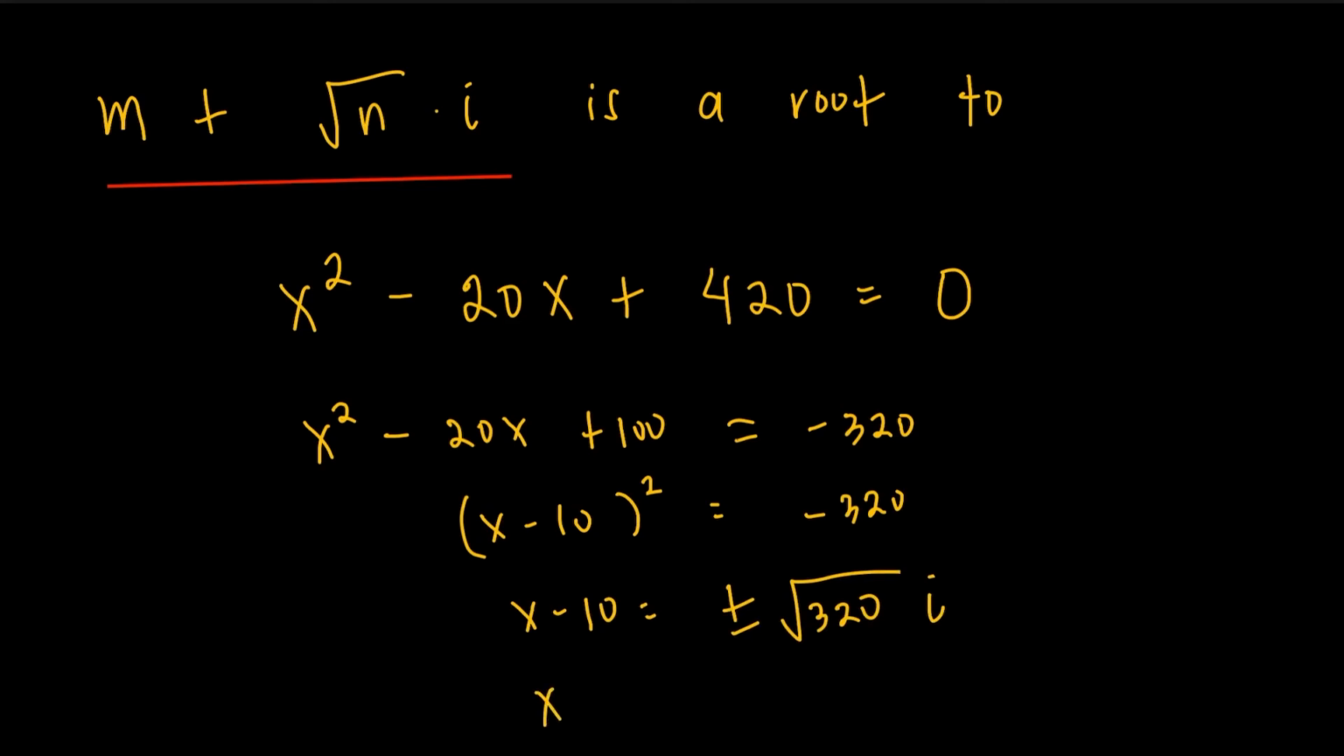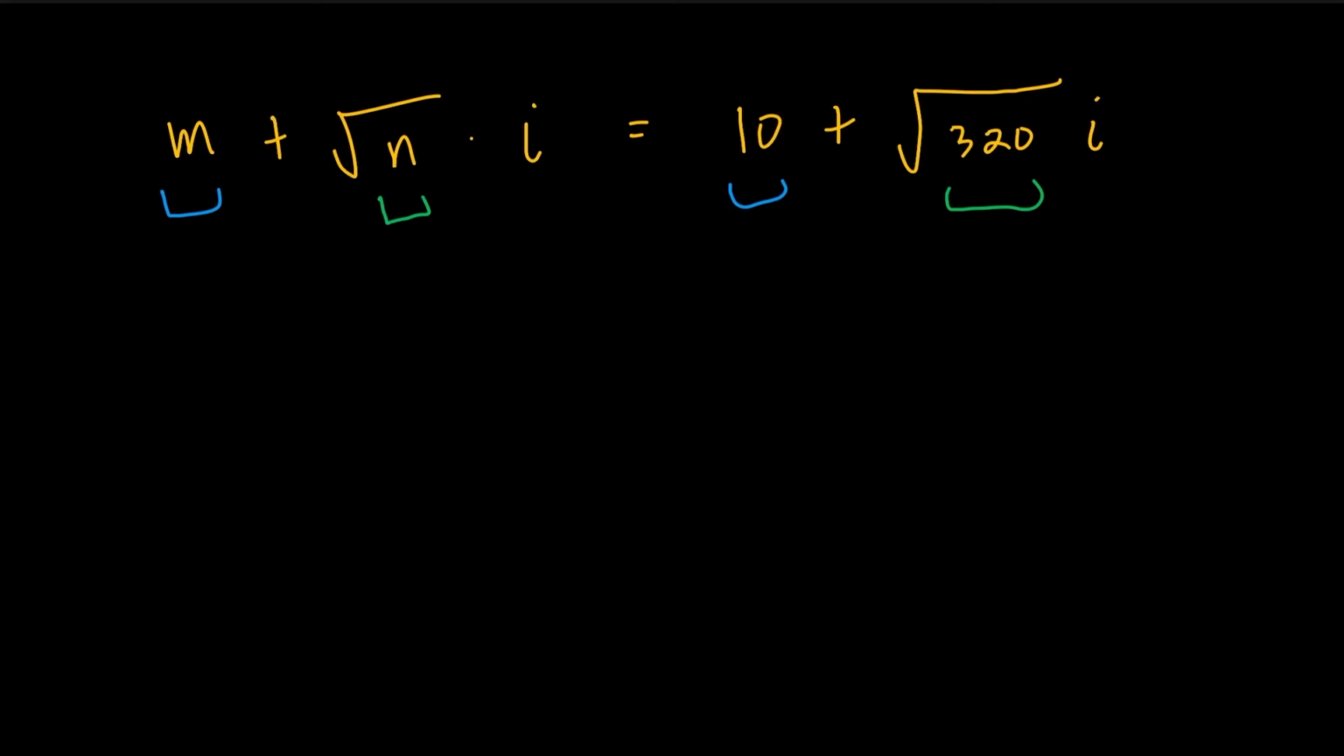And I would be able to get here that x is going to be 10 plus or minus the square root of 320 times i. That's the reason why I didn't simplify, because we already have this nice format. Again, we're just going to take the positive root, but no worries, because it's not really going to matter anyway. The root that we're finding is going to be 10 plus the square root of 320 times the imaginary constant i. So m plus n, which is 10 plus 320, gives us the final answer of 330. And this will be our final answer.